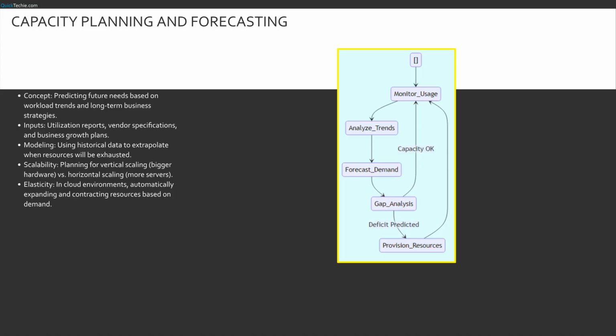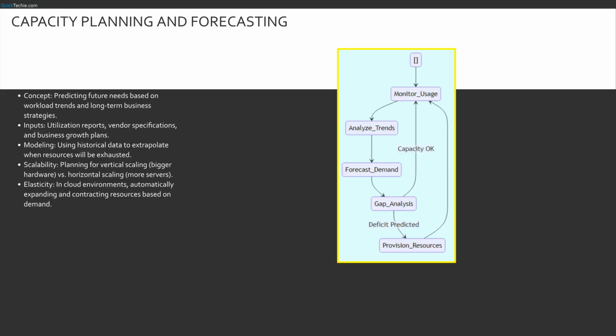We look at two types of scaling. Vertical scaling means buying a bigger server. Horizontal scaling, often used in cloud computing, means adding more servers to a cluster. In modern cloud environments, we look for elasticity, the ability to automatically scale up and down to optimize costs. An IS auditor evaluates if these forecasts align with the strategic budget.